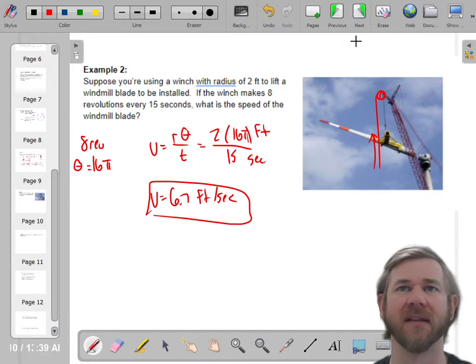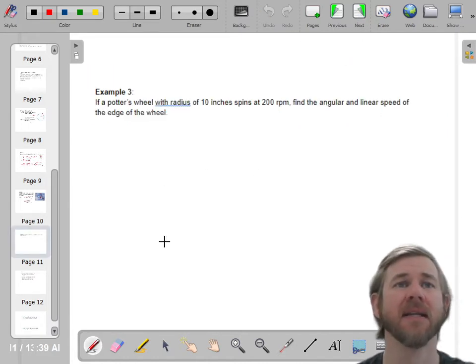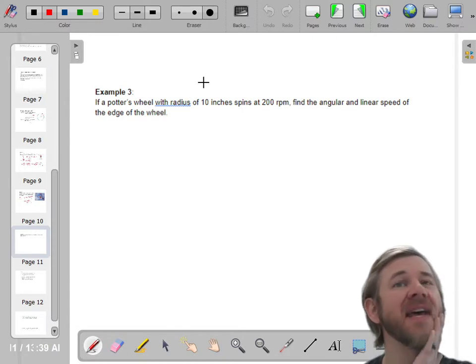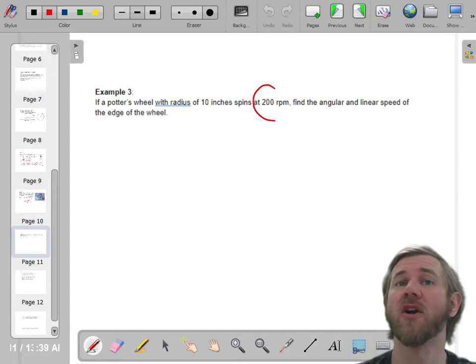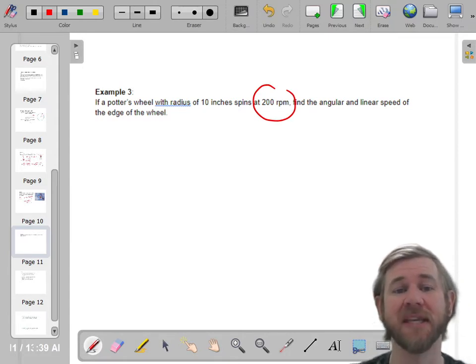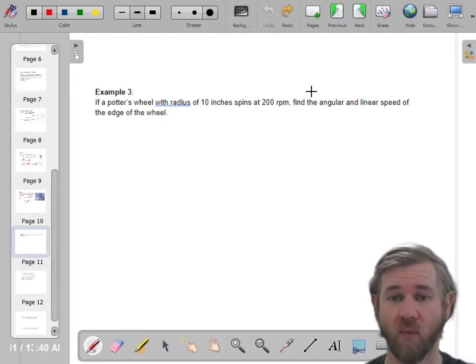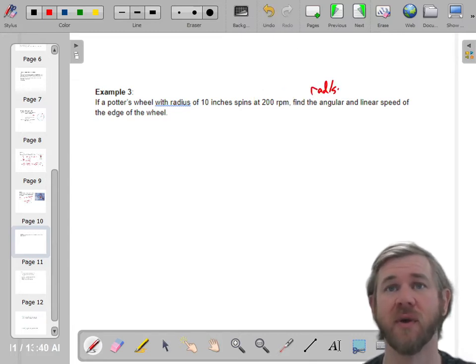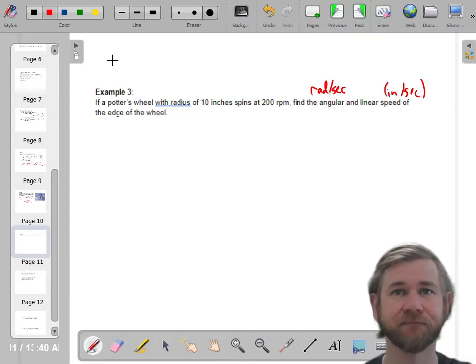Okay, so we're kind of just using a formula, but this can be a little intimidating. This is like some physics stuff. Let's try maybe one more kind of like this. This says a potter's wheel with a radius of 10 inches spins at 200 RPMs. So 200 RPMs, what's maybe important to know is that is an angular speed. I'm giving you an angular speed. And I'm going to tell you I want this in radians per second. And then linear speed I want to do in inches a second.